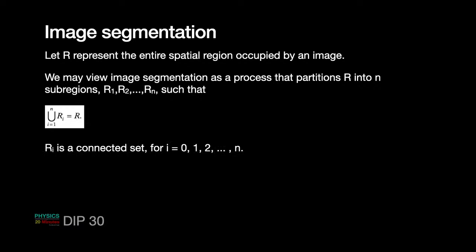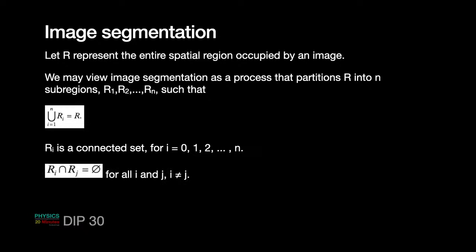So it should satisfy that condition. Each segment Ri should be a connected set, in the sense that there has to be a common relationship that is satisfied by each segment. For example, in the previous central image, one can say that all the pixels which are white form a region. So that region Ri has all the pixels which are white. They are connected by this logic or requirement. There could be more than one segment in an image, and each segment must be connected by some logic.